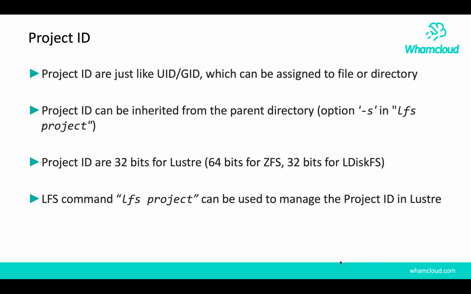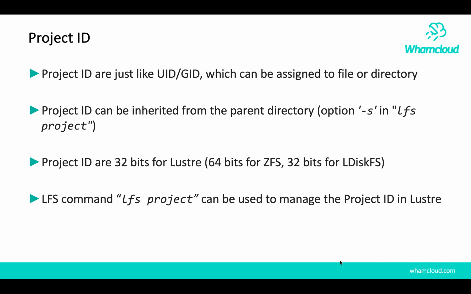The project ID will be the same even if the users who create the files or directories have different user IDs or group IDs, and this characteristic could be very useful if several users work together on the files or directories for the same task. That means the project ID is more task-oriented and more useful for collaboration among users working on the same task.